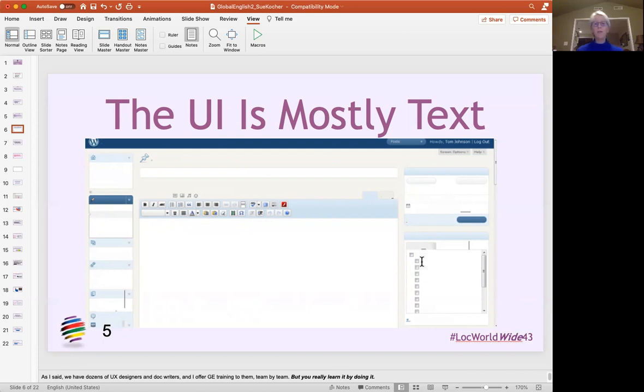But until recently, there really wasn't anybody who was looking at all of the text in our interfaces, as opposed to just doing a spotty check on things that came up and reporting issues that happen to come up when you're using the product.